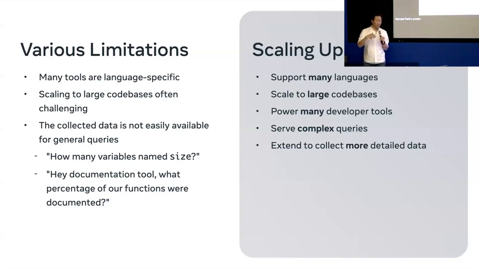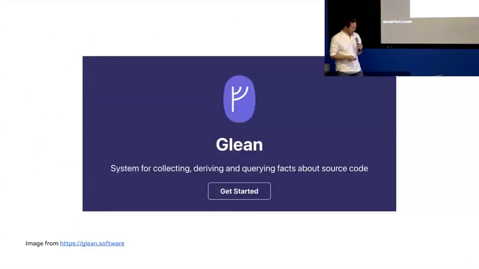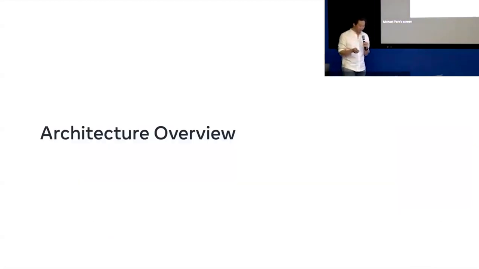And the schema in which we collect this data, we want to be able to extend so that we can collect more data when we realize different use cases and needs. So this is where it brings us to Glean. And Glean is effectively a code indexing platform for all the different languages that we're going to support. And we'll go through an architecture review overview of this.